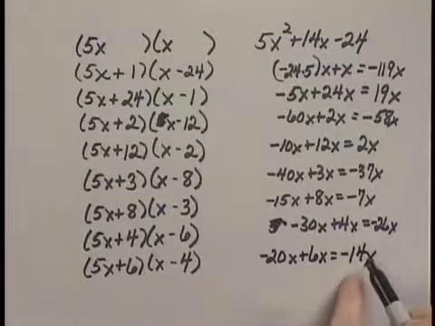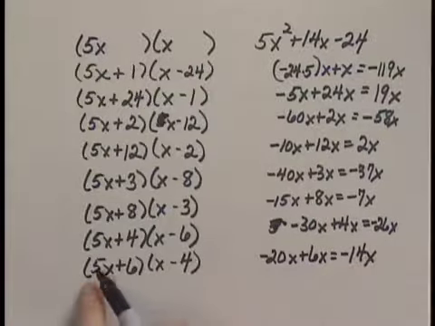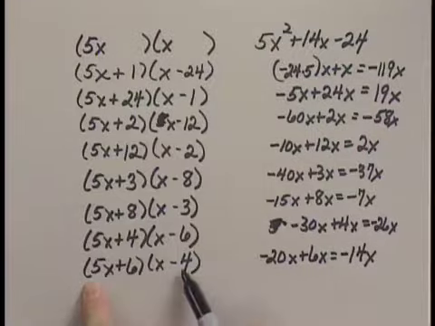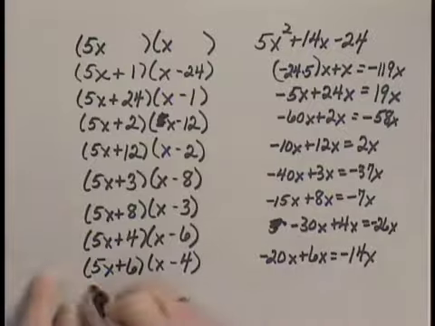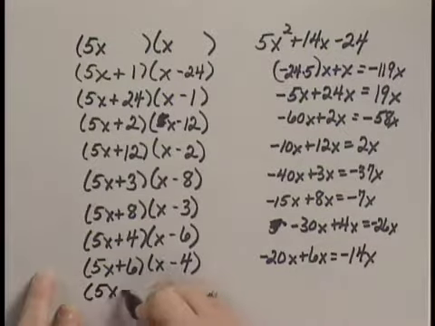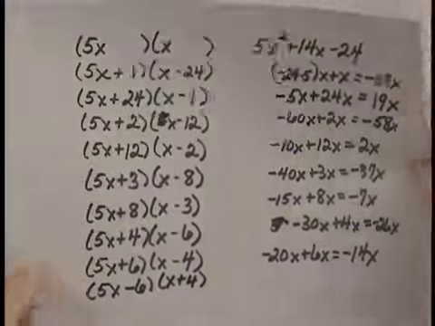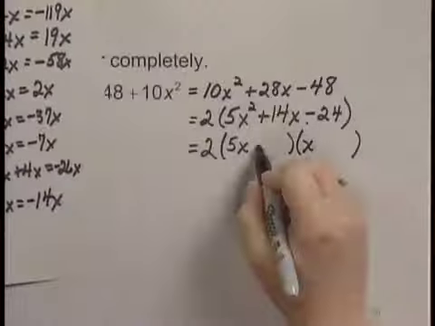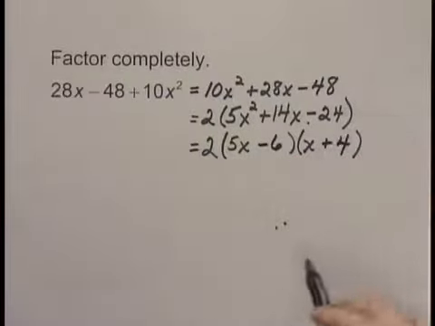It's not exactly right, but I know I've got the right one here, just about. Since 5x plus 6 times x minus 4 gives me a middle term of negative 14x, 5x minus 6 times x plus 4 should give me the right middle term. I'm going to write that in here, and then I'm going to check it because I did a lot of work there switching signs and stuff.